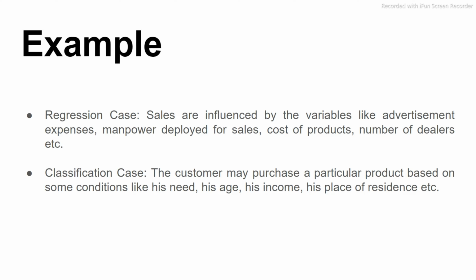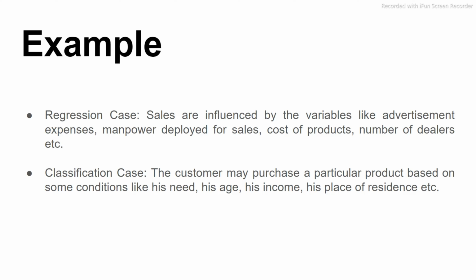Example of regression and classification. Regression case: sales are influenced by variables like advertisement expenses, manpower deployed for sales, cost of products, number of dealers, etc. Regression is used when the output variable is a real or continuous value. In this case, there is a relationship between two or more variables.